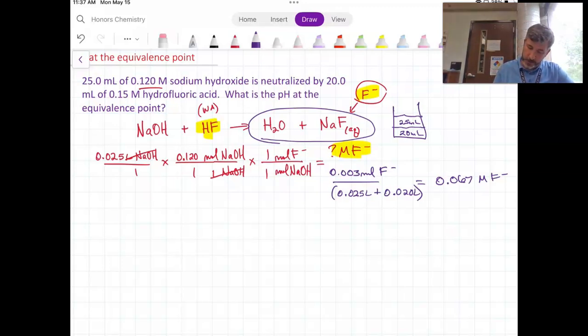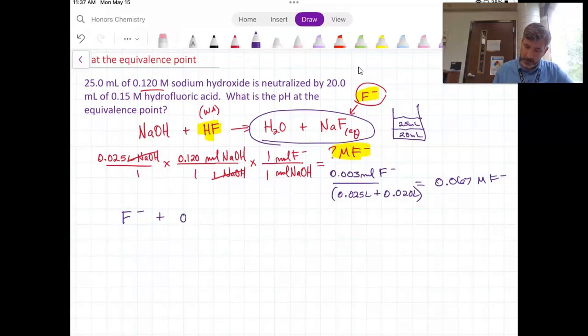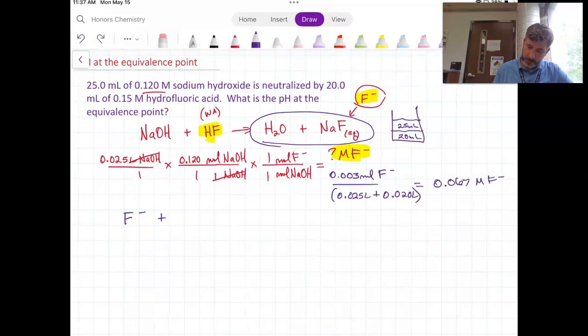So now I have to do F minus, so this product right here, the aqueous sodium fluoride, okay? Remember we said it's going to act as a base. It's going to react with water.